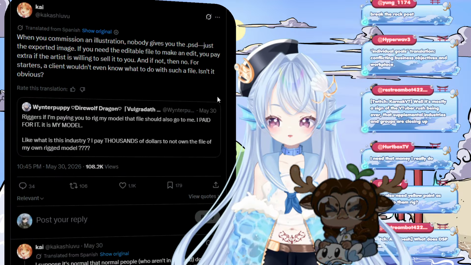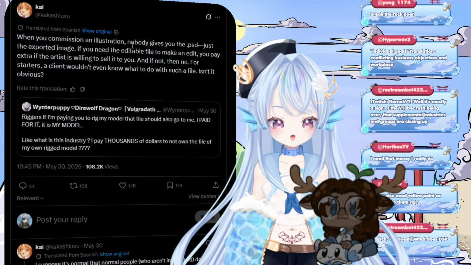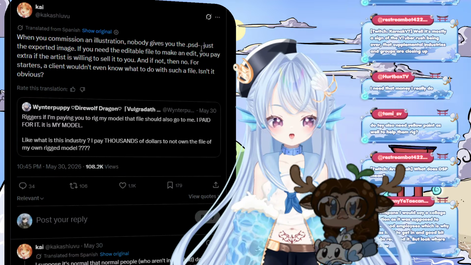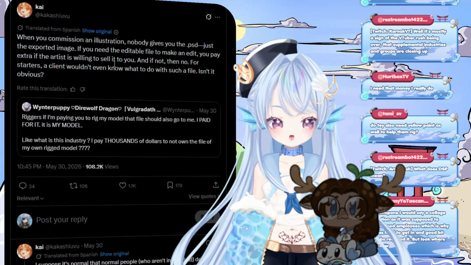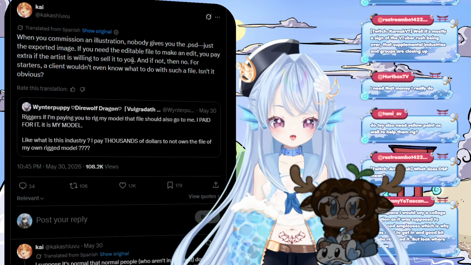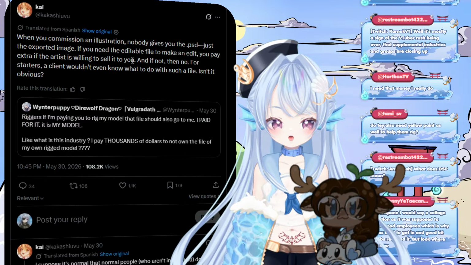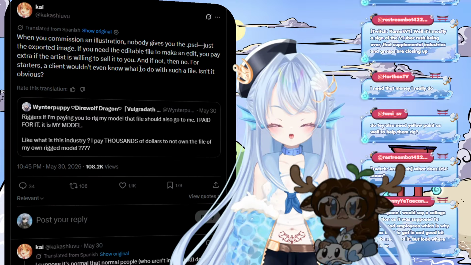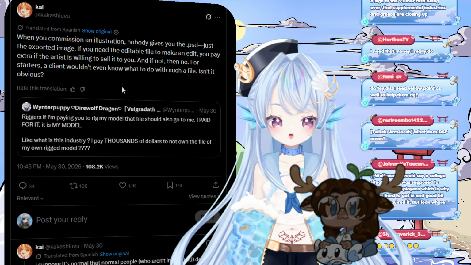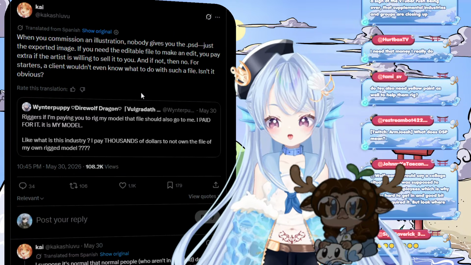But we had another one of these where it's when you commission an illustration, nobody gives you the PSD, just the exported image. You need the editable file to make an edit, you pay extra if the artist is willing to sell it to you. And if not, then no. For starters, a client wouldn't even know what to do with such a file. Isn't it obvious?